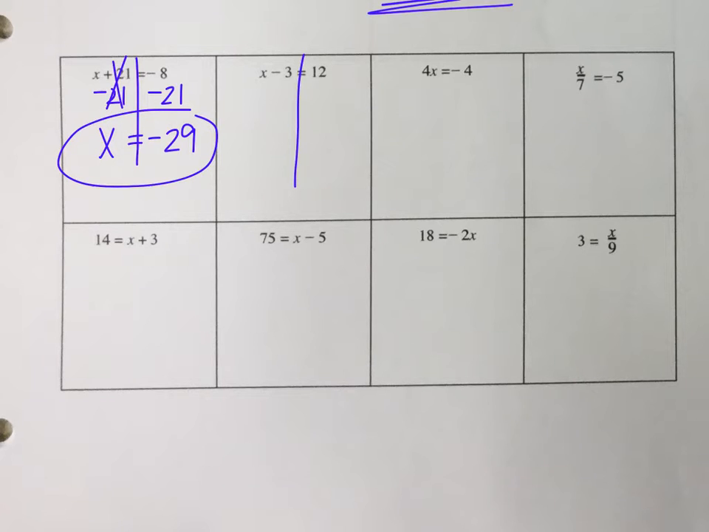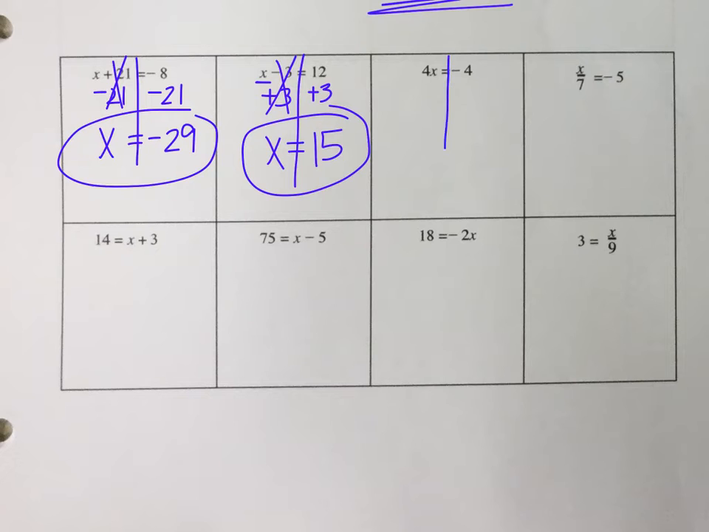The next one says X minus 3 equals 12. We're trying to get the X by himself. The opposite of subtraction is addition. That goes away. I do it to the other side. X is the only thing left on the left. 12 plus 3 is 15.